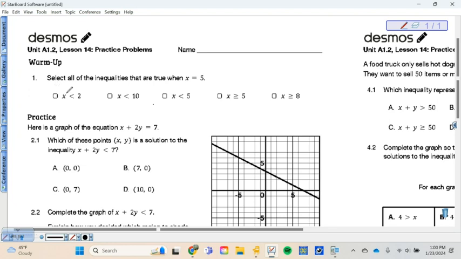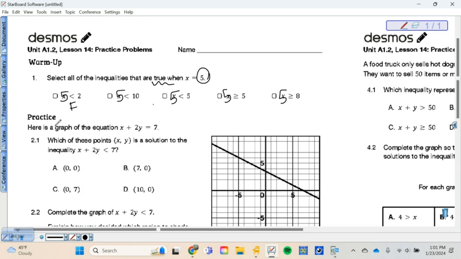In number 1, what I want you to do, it says select all of the inequalities that are true when x is 5. So that means you're taking 5 and just plugging it in for x. Plug in 5 for x in each one, and you're just evaluating, is this true or is it false? So look at the first one, 5 is less than 2. True or false? False. So don't select it, don't put a check mark next to it. That's all you're doing in number 1.